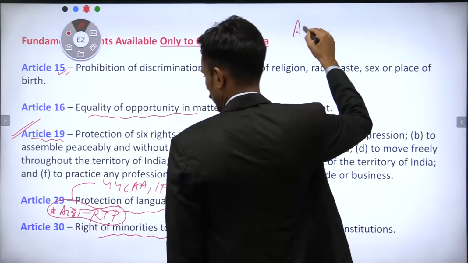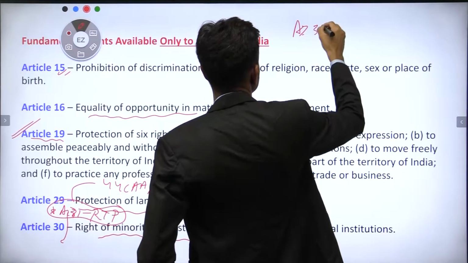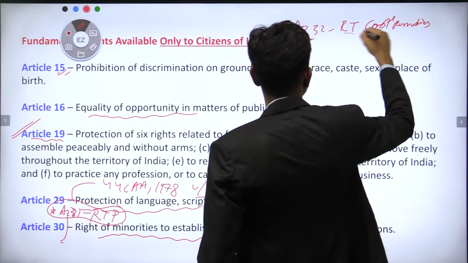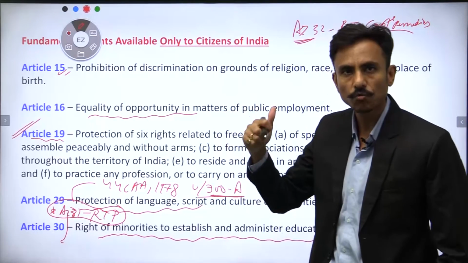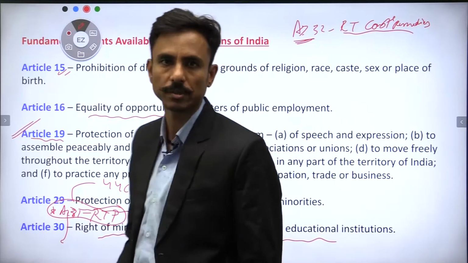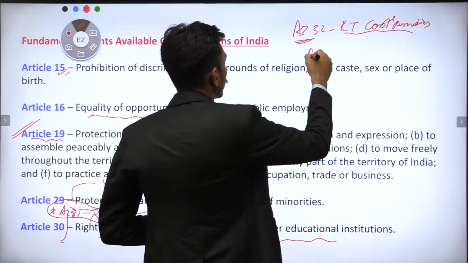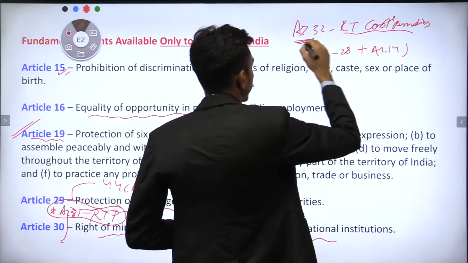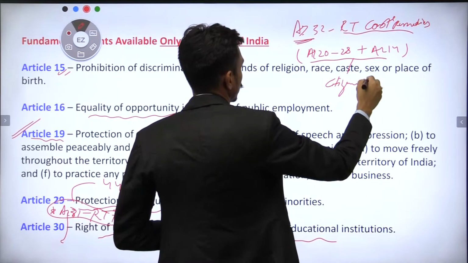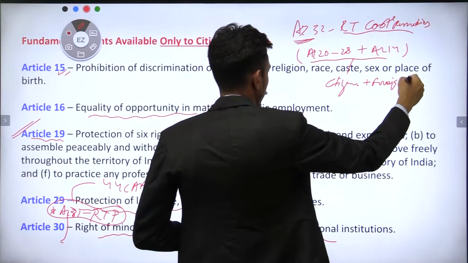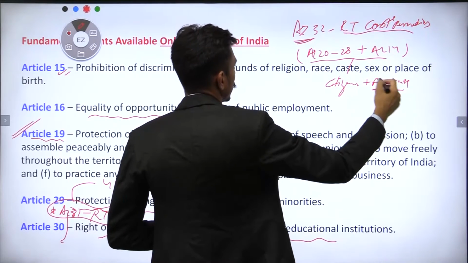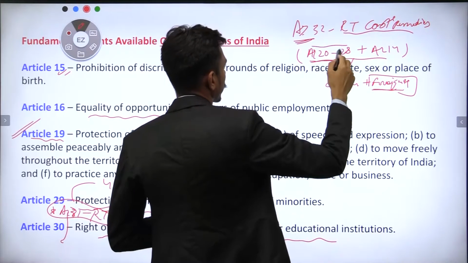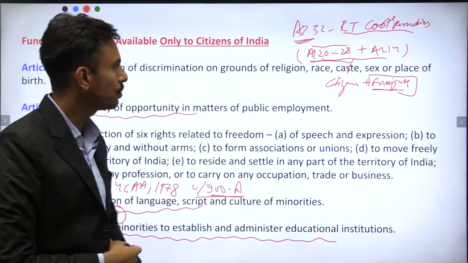As far as Article 32 is concerned, which is right to constitutional remedies, this article would be available to the foreigners only with regard to violation of those rights which they enjoy, right? So when we talked about Articles 20 till 28 plus Article 14, which are available to both the citizens plus foreign citizens, that means the foreign citizens can approach the court of law or the Supreme Court directly for the violation of Articles 20 till 28 plus Article 14. I hope it is clear, right?